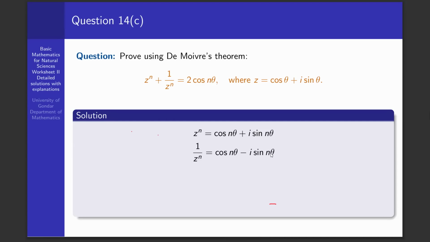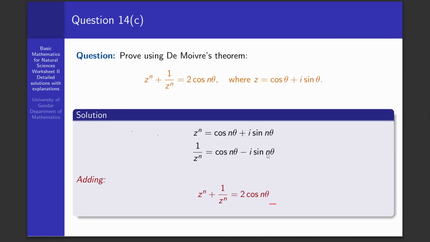Then when we add these two together, we have z^n plus 1 over z^n: cosine of n theta plus cosine of n theta, that is twice cosine of n theta. But the imaginary parts will cancel: i sine n theta plus minus i sine n theta becomes 0, so that z^n plus 1 over z^n is equal to only twice cosine of n theta, which will be left.